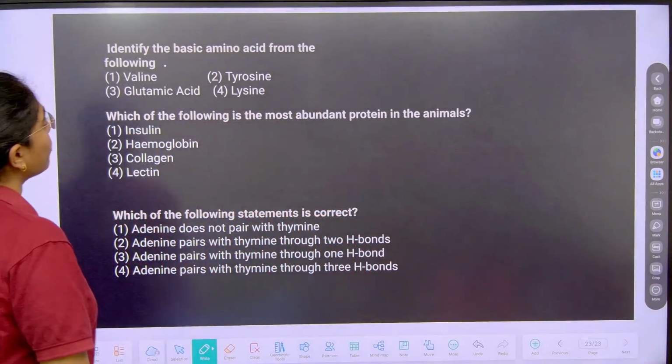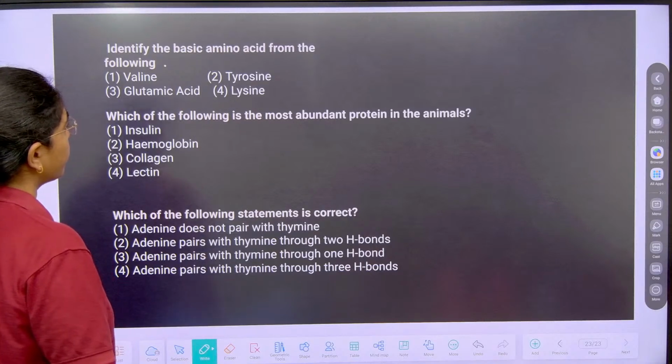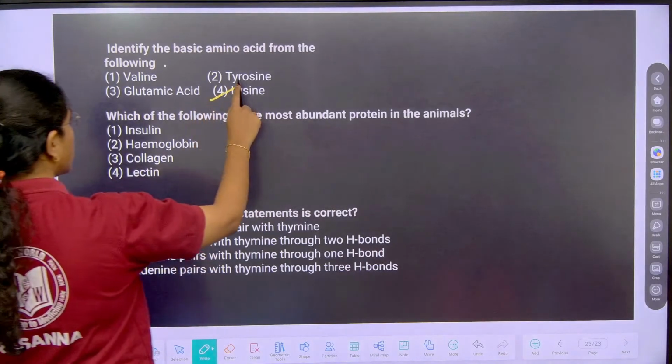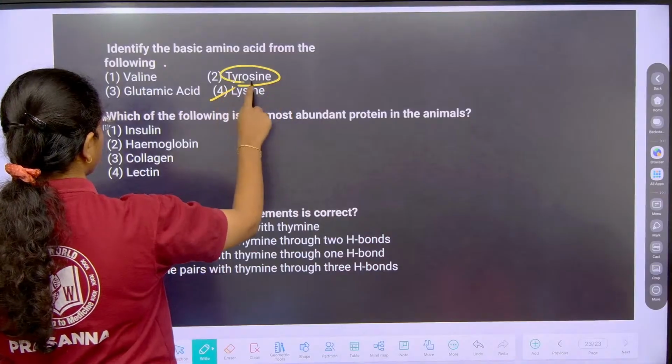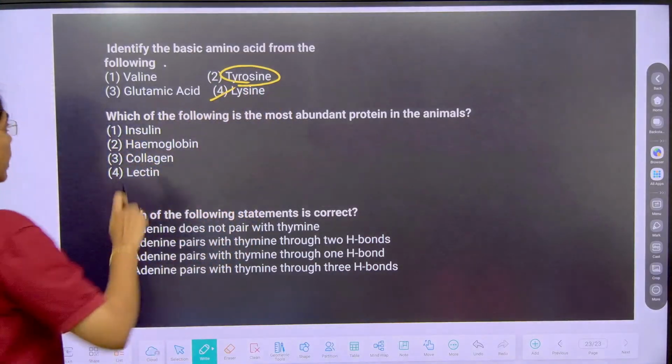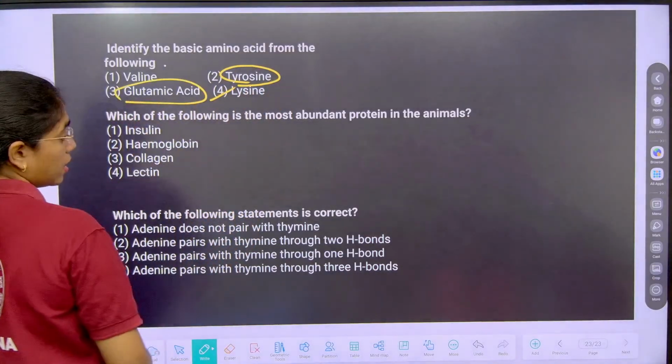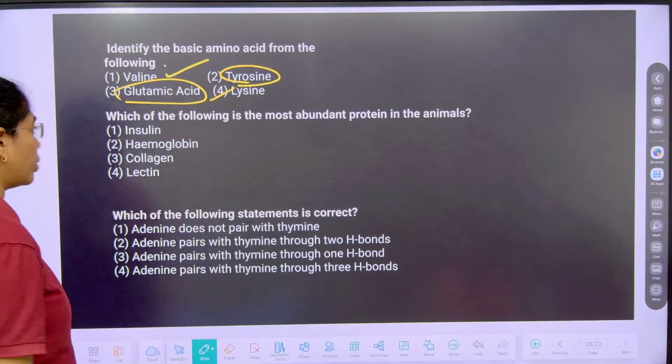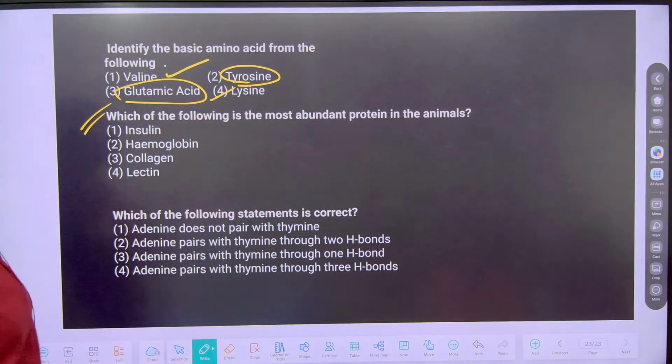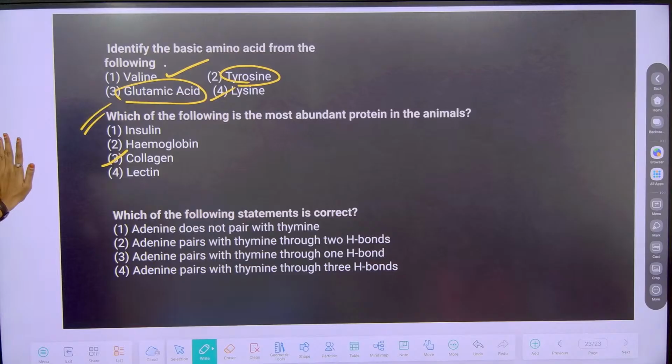Identify the basic amino acid from the following. Lysine. Tyrosine is aromatic. Glutamic acid? Valine? Good. Which of the following is the most abundant protein in animals? Abundant protein in the biosphere? Rubisco.